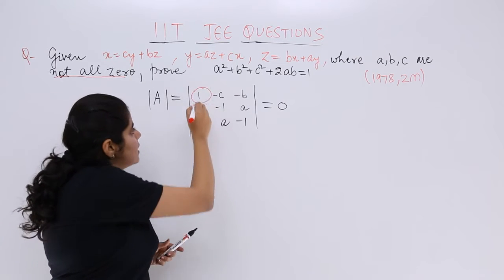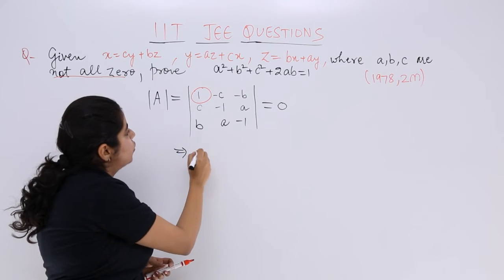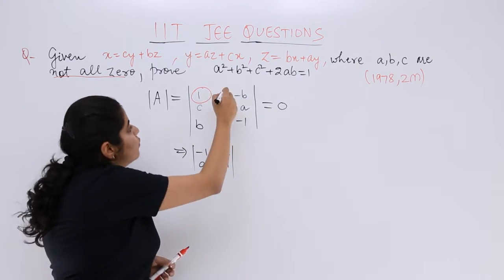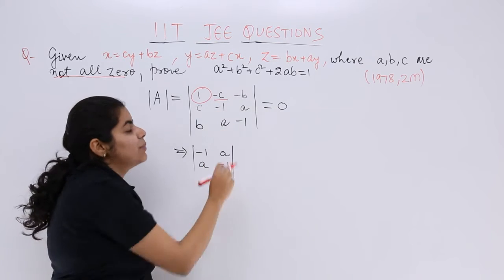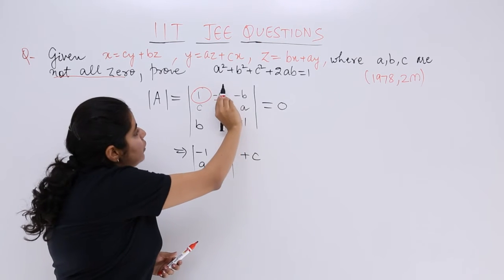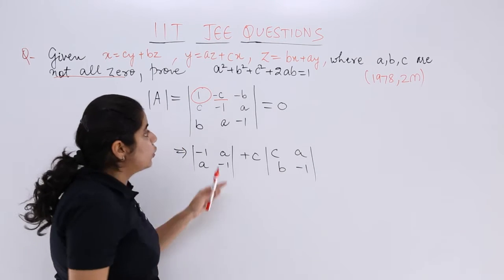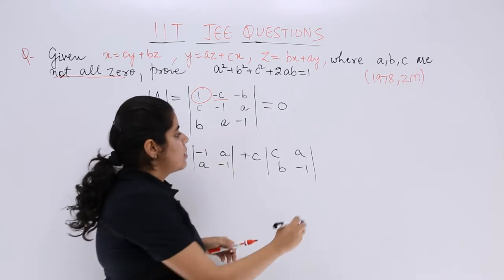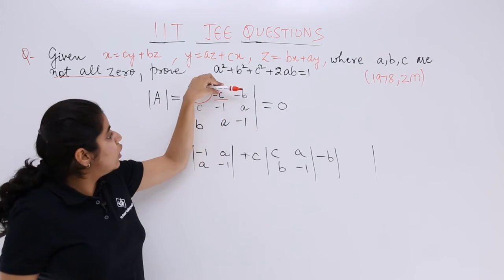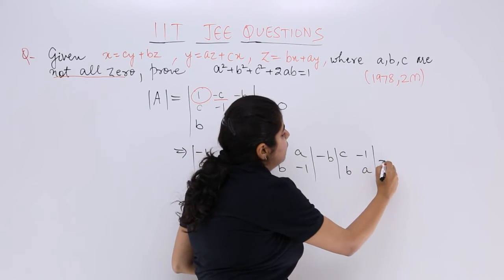Now let's start expanding and evaluating this determinant. Ignoring the first column and the first row, you have minus 1, a, a, minus 1. Next, moving to minus c, minus c becomes plus c since it is positioned that way, and ignoring the second column and the first row, it is c, a, b, minus 1. Minus b here, and inside, ignoring the third column and the first row, you have c, minus 1, b, a. Everything equal to 0.